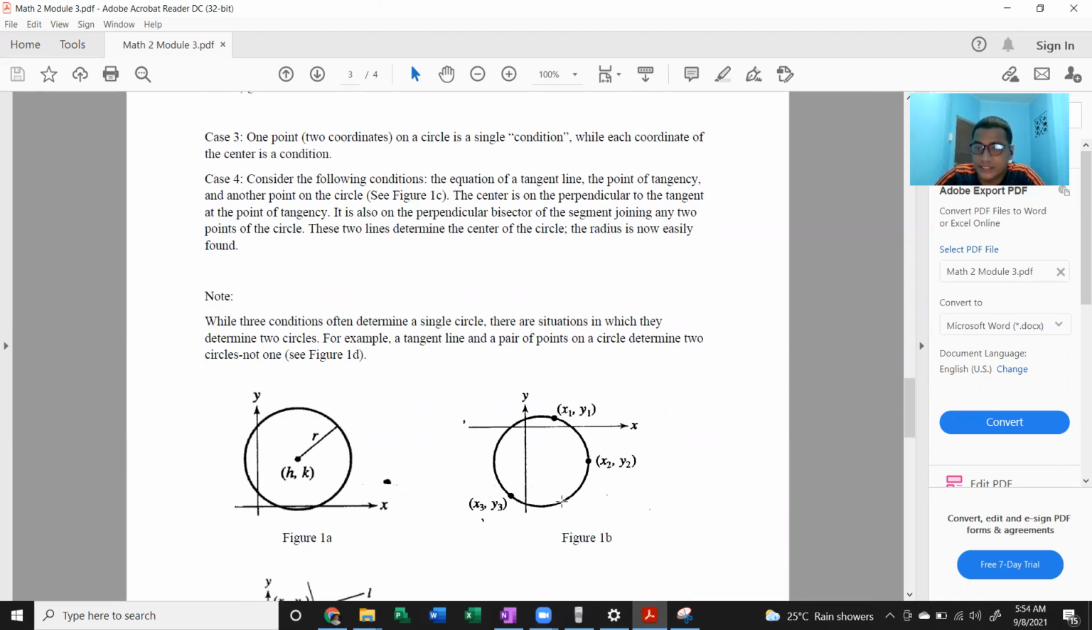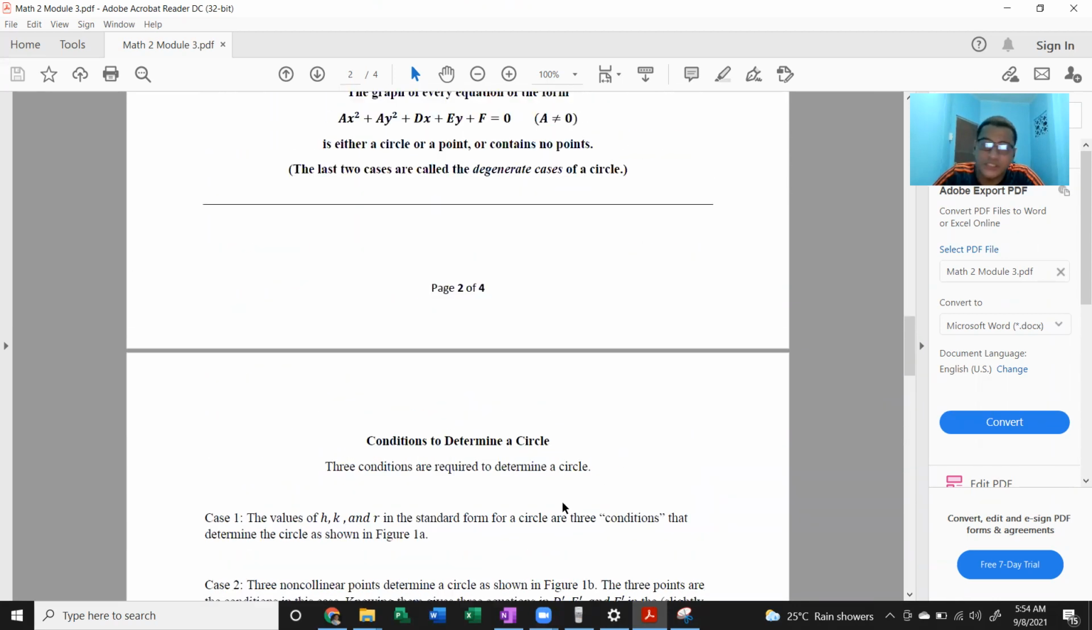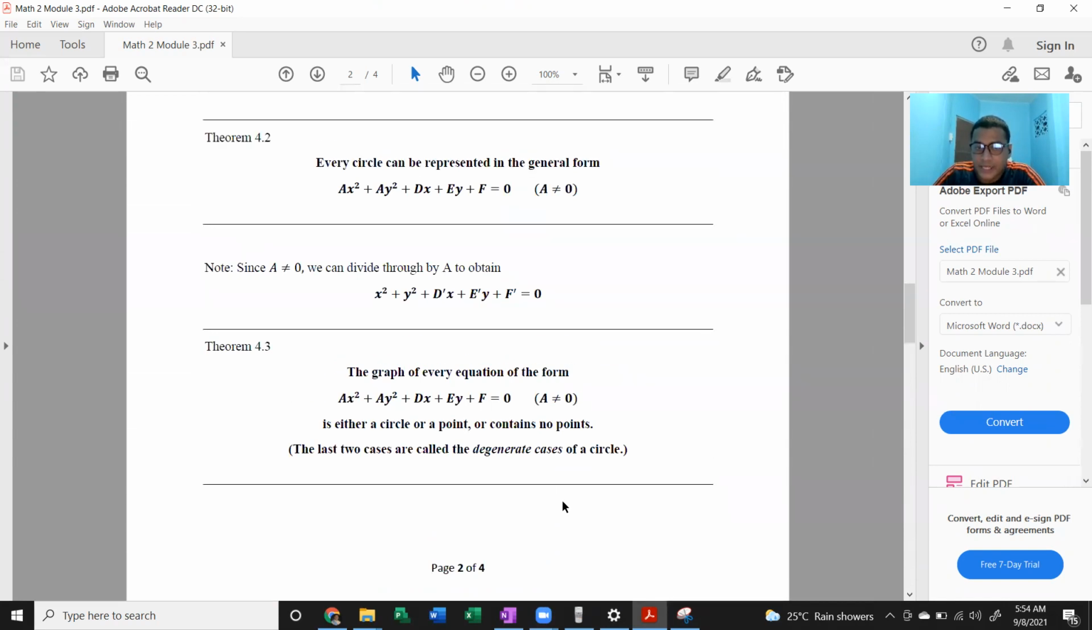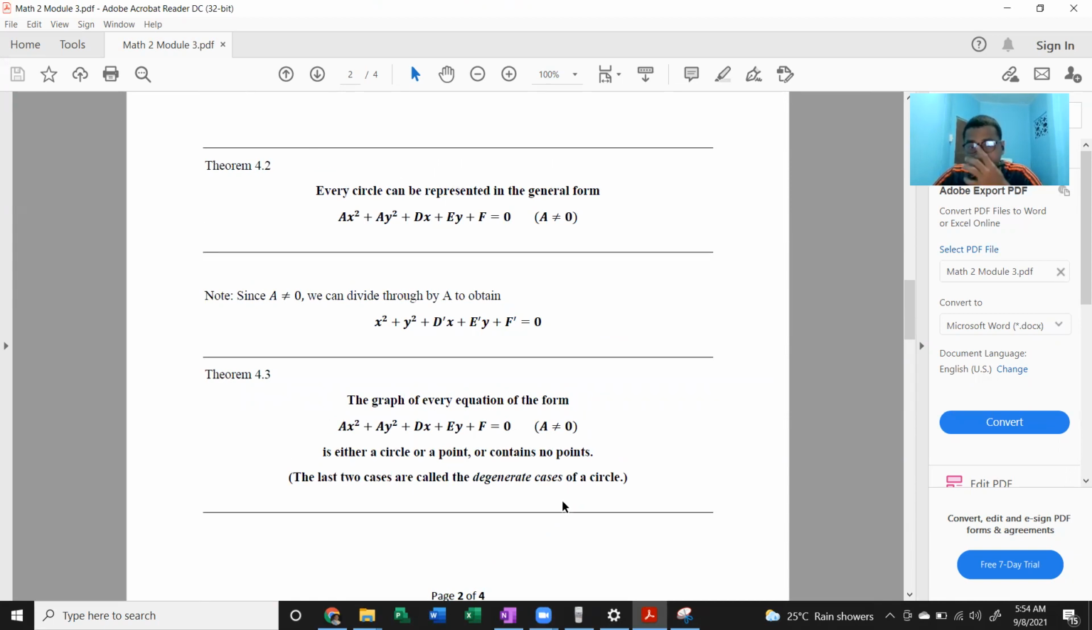Okay, like this. So why do 3 non-collinear points determine a circle? Remember, class, that in our discussion for module 2 on lines, 2 points determine a line. Okay, right? Now for the circle, 3 non-collinear points determine a circle. Why is it so?